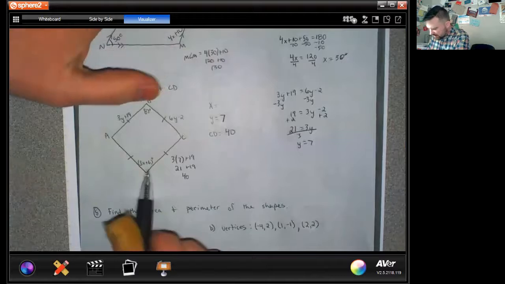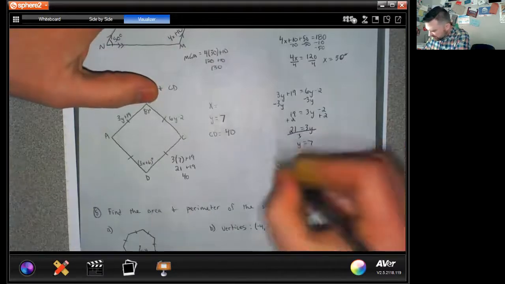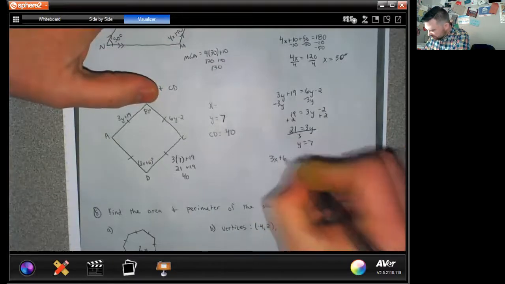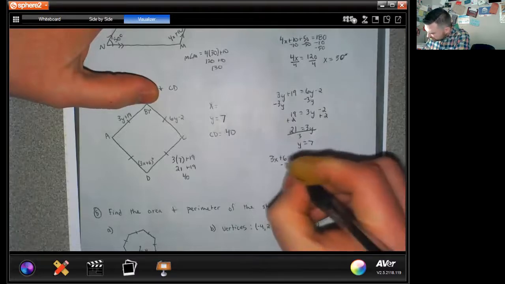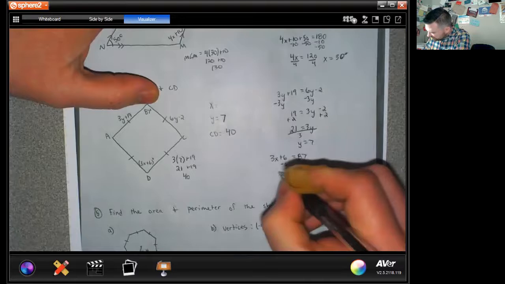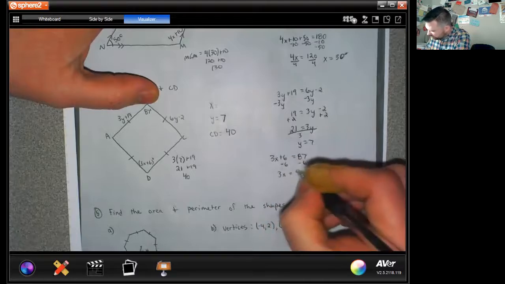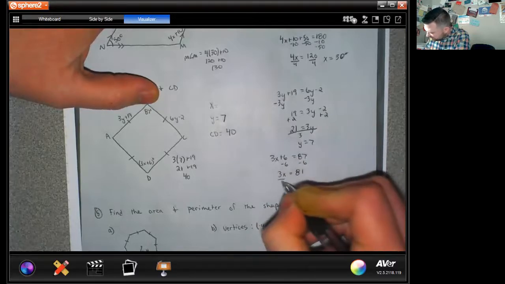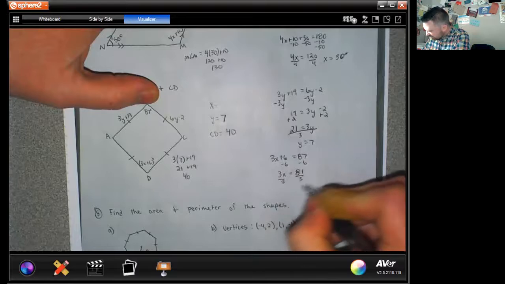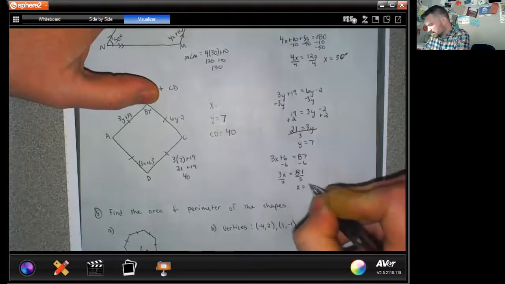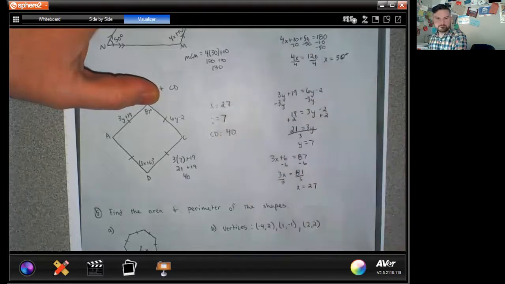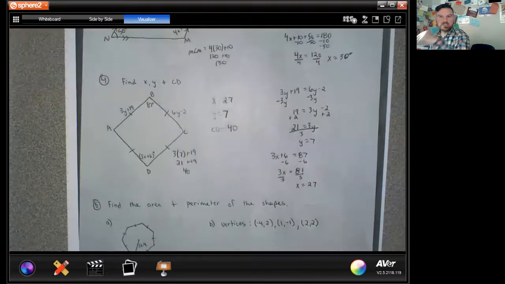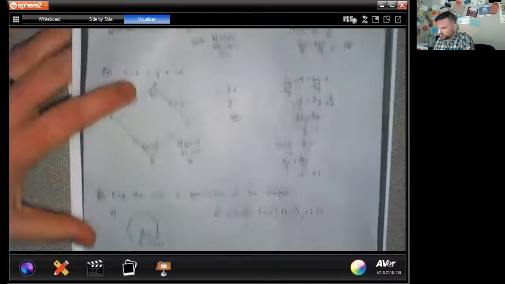With x here, opposite angles are the same. So you get 3x plus 6 equals 87. So those are equal. We'll subtract 6. 3x equals 81. Divide by 3. And x equals 27. So x here is 27. Okay, so you need to know the properties of all these shapes that we went through.